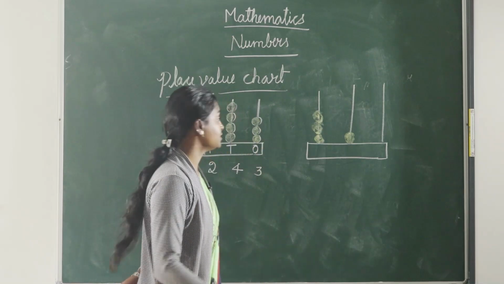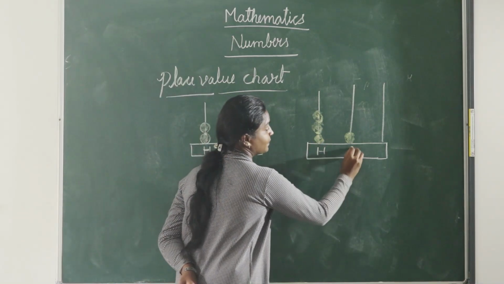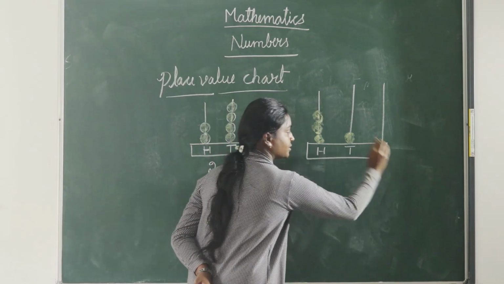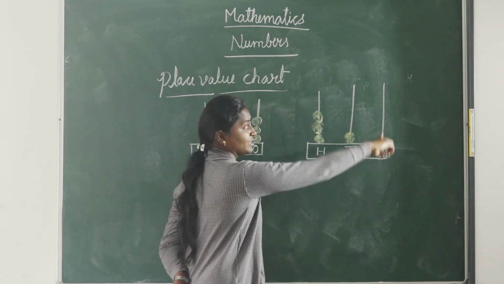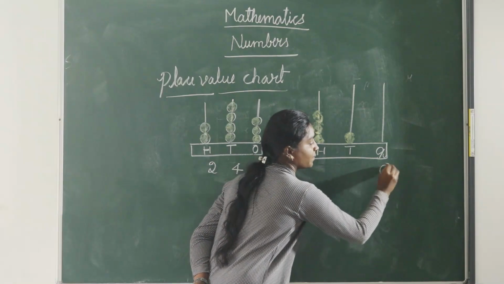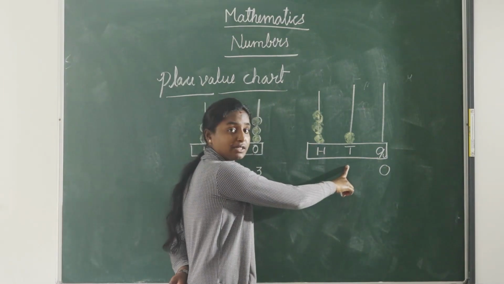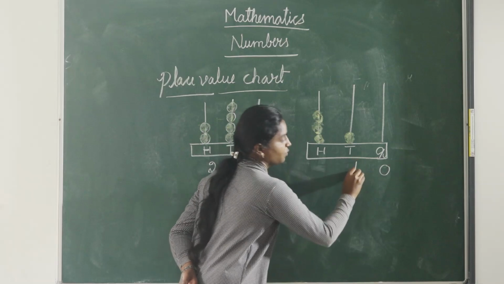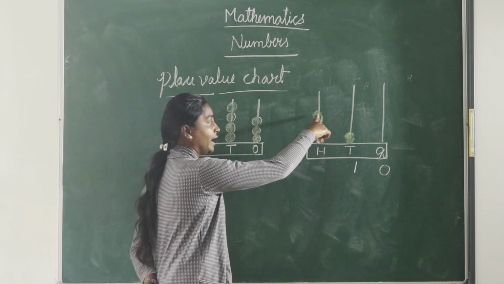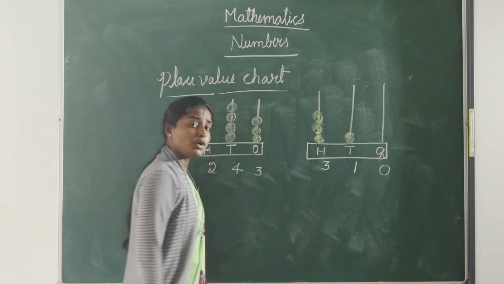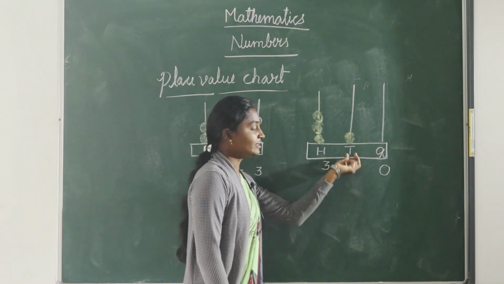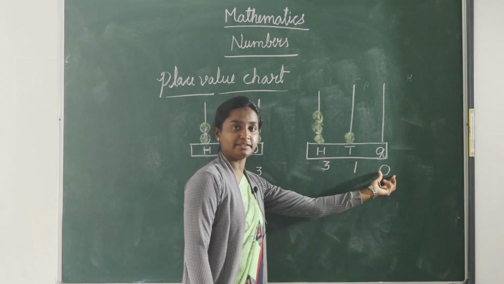Now, how to read this one? Here it is hundreds, tens and ones or units. So in ones place, are there any beads? No. So what do we have to write here? 0. Then in tens place, how many beads are there? 1. So let's write 1. In hundreds place, how many beads are there? 1, 2 and 3. So how to read this one? 300. 1 in tens place, so 310.